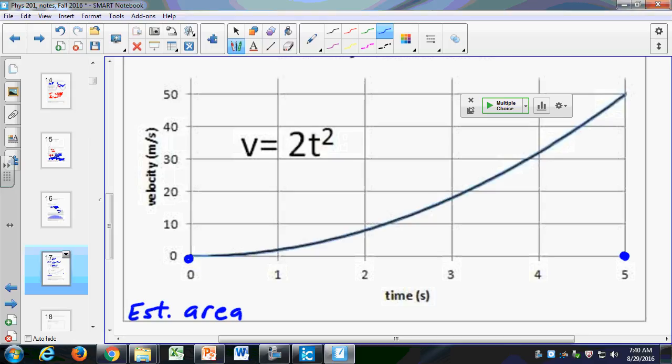You'll need to do this on the exam, and you'll see some problems like this in the homework. Why I just have you estimate the area, and then you can go back and actually calculate what the area should be as well.